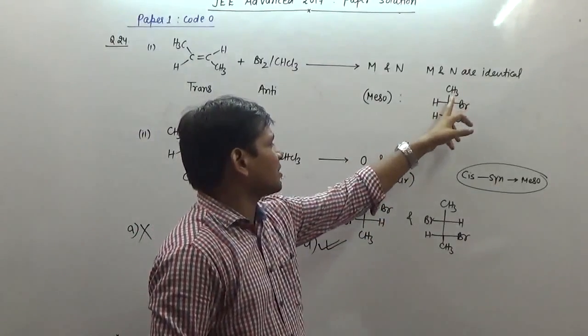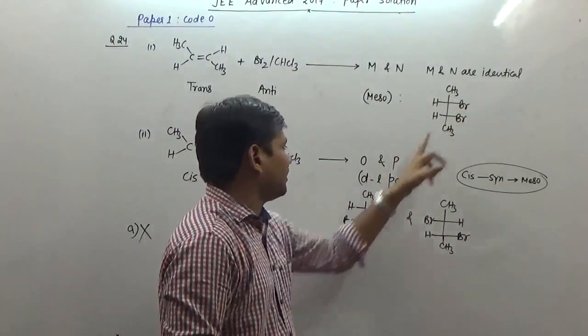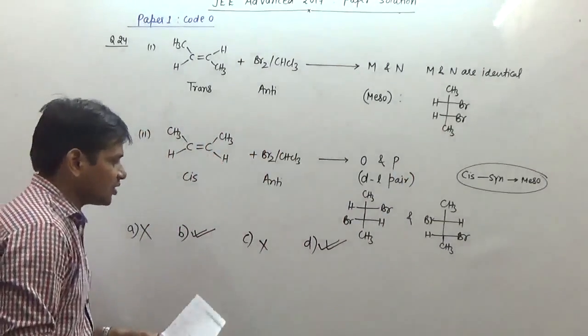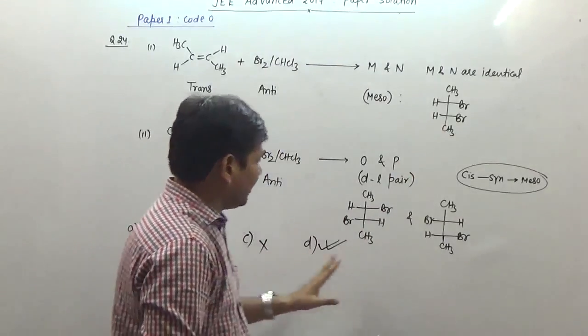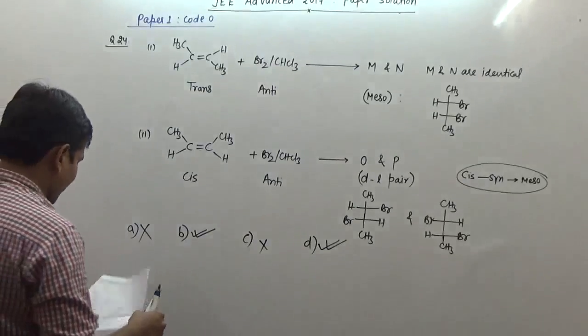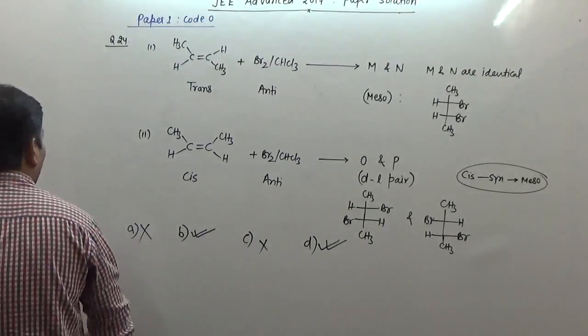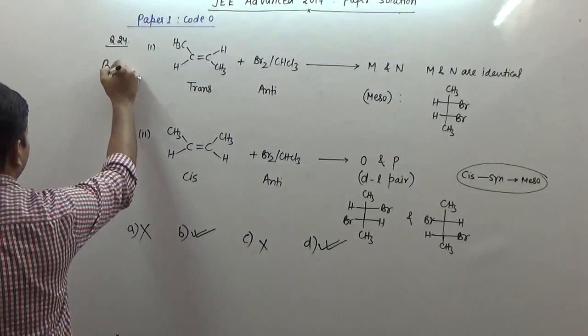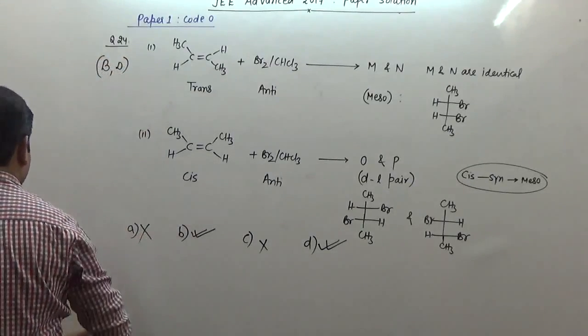stereochemistry means RS configuration is maintained at one asymmetric center, and RS configuration differs at the other center. So the correct options are B and D for this particular question. This is question number 24 from organic chemistry, and the correct answer was B and D.